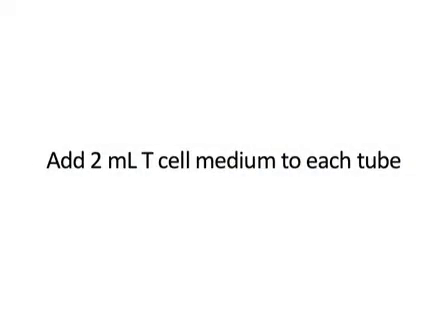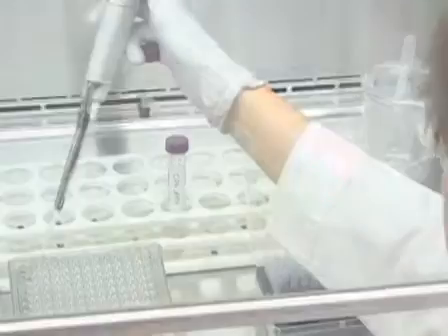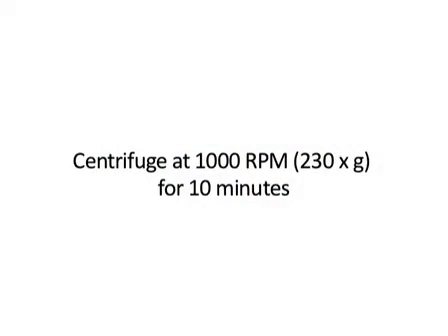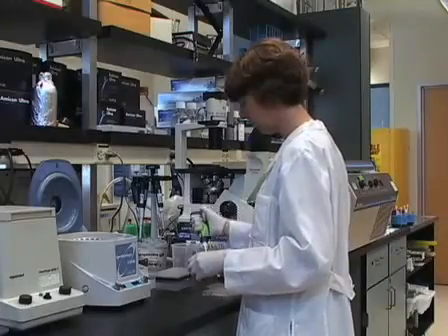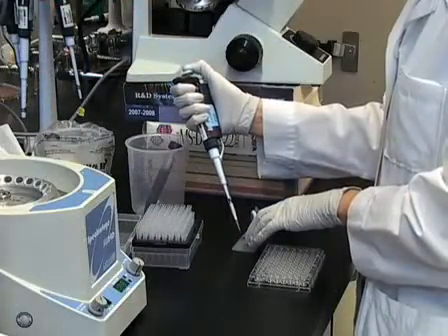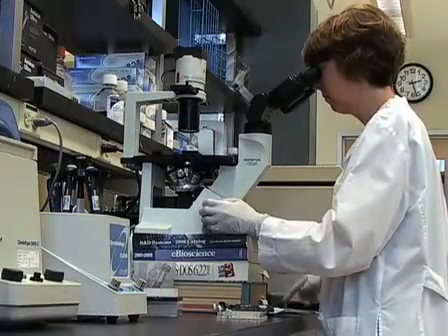Add 2 milliliters T cell medium to each tube. Remove aliquots for cell counting and centrifuge at 230 times G for 10 minutes. Dilute cell aliquots with trypan blue and count using a hemocytometer. These cell counts will dictate the number of wells used for the expansion culture step.